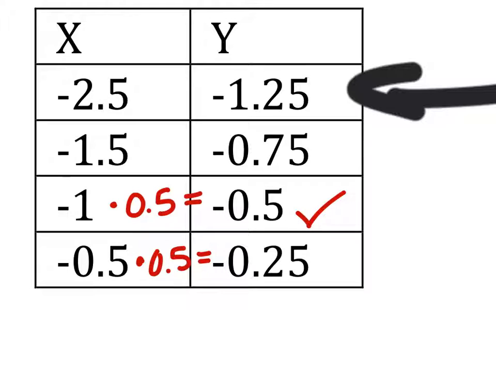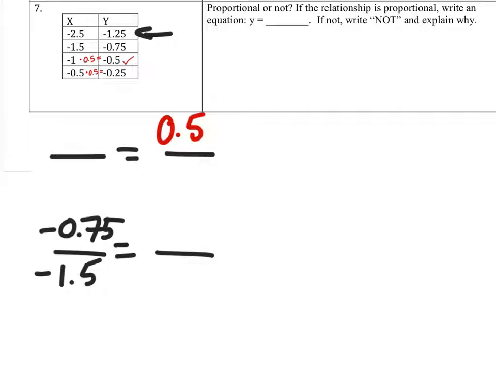Again, you could have made all of these unit rates, but this is maybe a little bit faster once you find that first unit rate, okay? Since all of those checked off, we'll check that one off. This one is proportional.